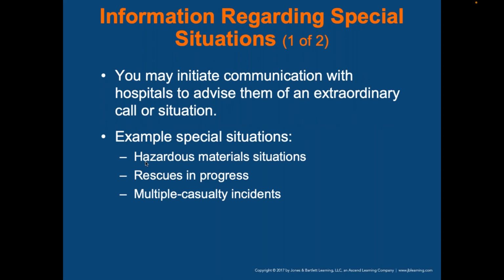Some other information regarding special situations. You may initiate communication with hospitals to advise them of an extraordinary call or situation. For example, hazmat, rescues in progress, or MCIs. They have to be notified of this stuff early so they can start planning. If you have an MCI with 30 patients, I'll tell you right now, these small critical access hospitals cannot handle 30 patients. You're going to have to decipher what they can take. We'll get into that more in MCI management.